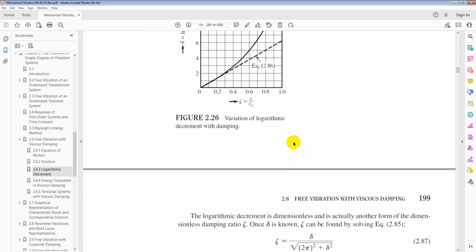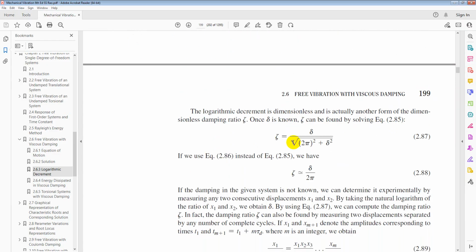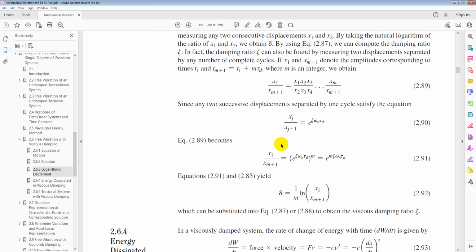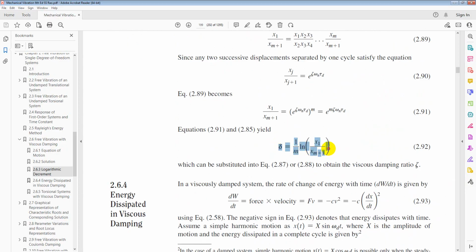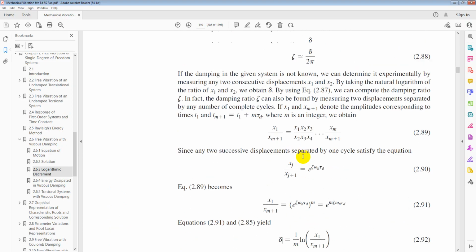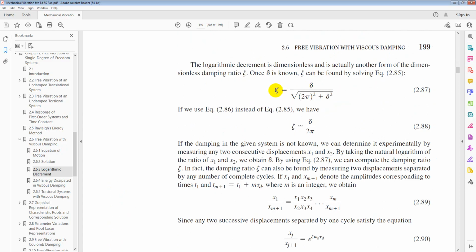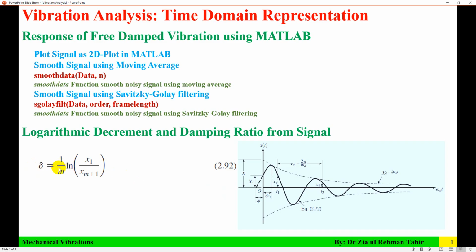But as I have just shown you, the signal is not that smooth. So for that case, I'm going to use this formula: delta is equal to 1 over m ln x1 over x(m+1), if we are using multiple waves or multiple cycles. Once we have delta, we can find the damping ratio. I have taken the expressions for delta and zeta from this book.